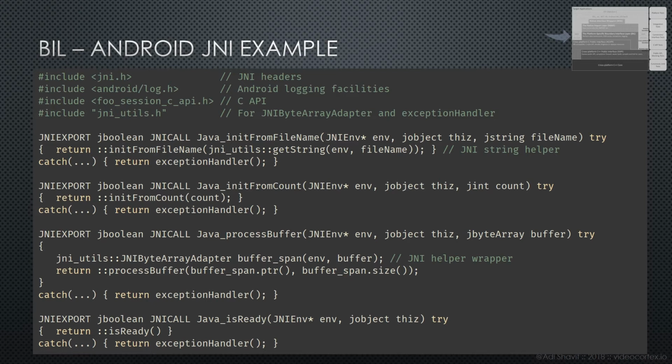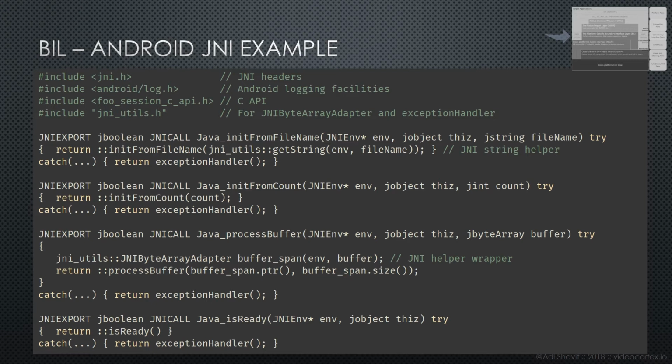JNI is the Java Native Interface. And for the JNI call, we have to prepend Java underscore at the beginning of the names. And the rest, again, all JNI functions must always take the JVM environment, and some object and strings. And again, I'm still calling the same C functions, but here I might be doing some conversion.